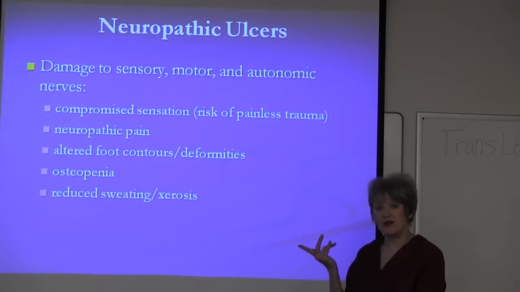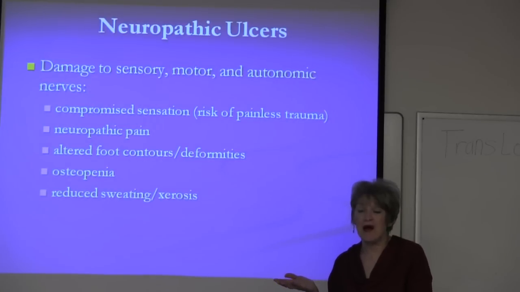Most of us, when we think about neuropathy, we think about loss of sensory function. But remember, we have three types of nerves. We have sensory nerves, we have motor nerves, and we have autonomic nerves. And nerve damage can affect all three types. Most of your patients who have neuropathy will have not only sensory neuropathy, they'll also have some degree of motor neuropathy and of autonomic neuropathy.